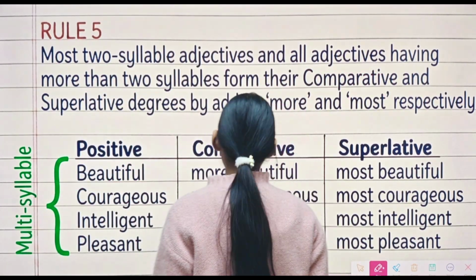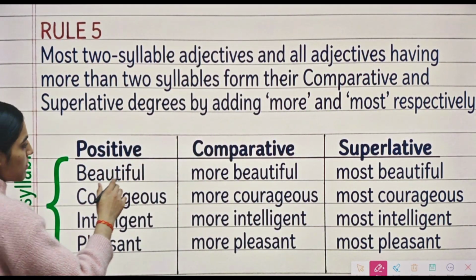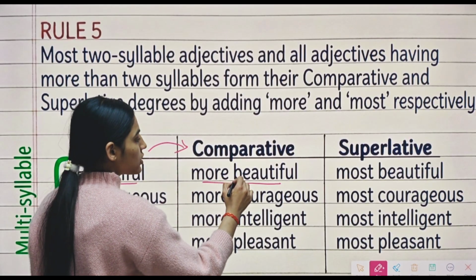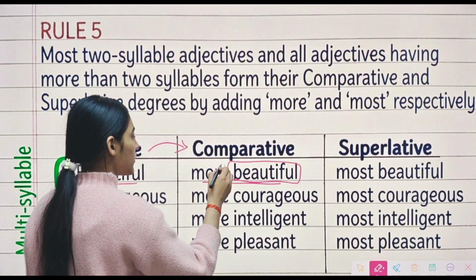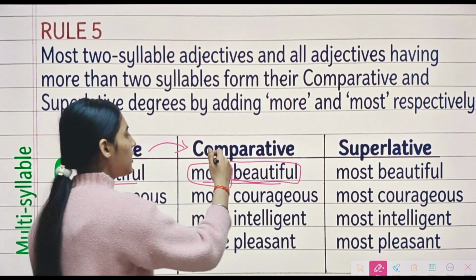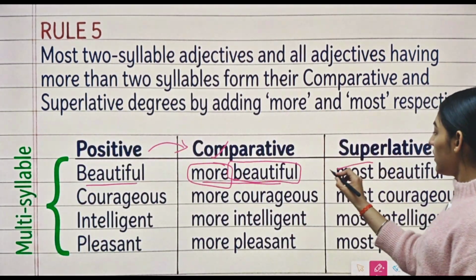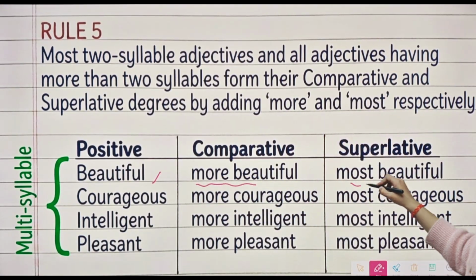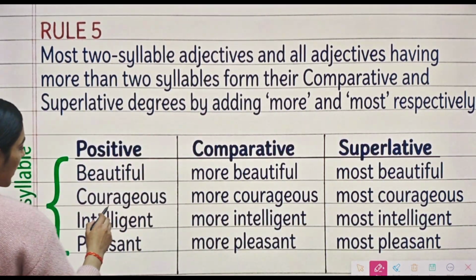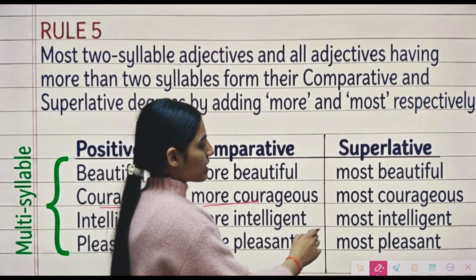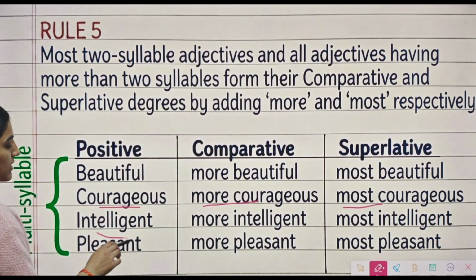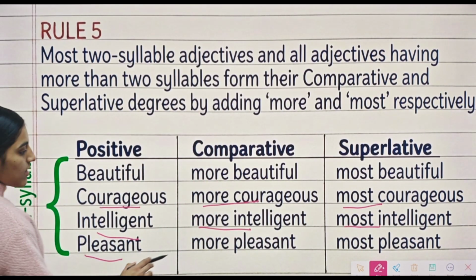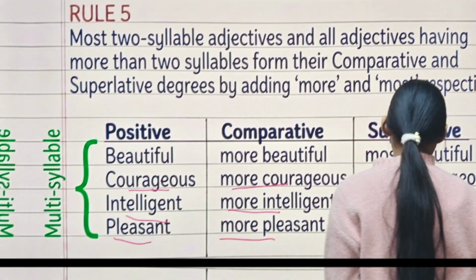All right. Now let's see how we will change them into comparative. So beautiful changes to more beautiful. Without making any change in the word beautiful, we will just add more to it in comparative. And in superlative, we will use the word most. So beautiful, more beautiful, and most beautiful. Second example is courageous, more courageous, most courageous. Then we have intelligent, more intelligent, most intelligent. Pleasant, more pleasant, and most pleasant.